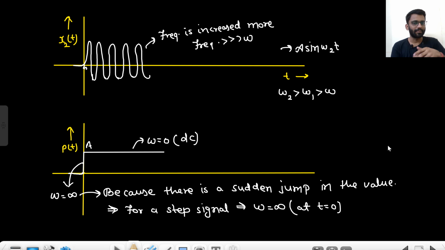So whenever there is a sudden jump, let's assume we are going from 0 to A, that means there is infinite frequency. If we are going from A to 0 in no time, you are at A, suddenly it's 0, that means there is also infinite frequency. Are you getting this point? Very, very important point this is.